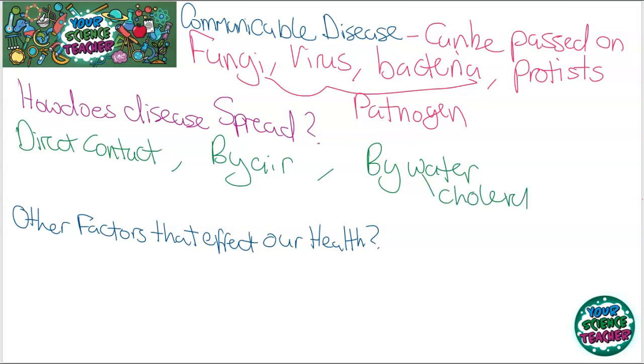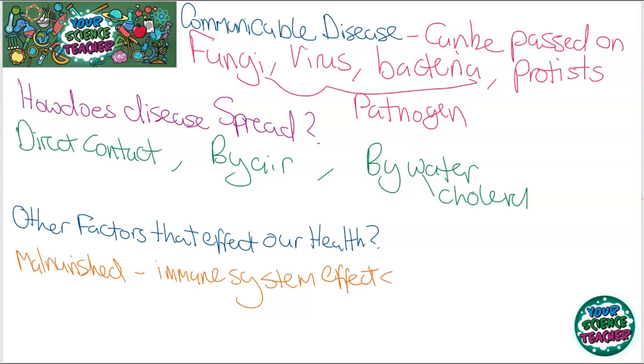Now, there are other factors that can affect our health. We can be more susceptible to viral or bacterial diseases if, for example, you are malnourished, meaning you do not get enough food. That will massively affect your immune system and make it worse. And therefore, you won't be able to fight off as many communicable diseases. And also, some of it is genetics. Genetically, you might not have the best immune system to fight off infection.